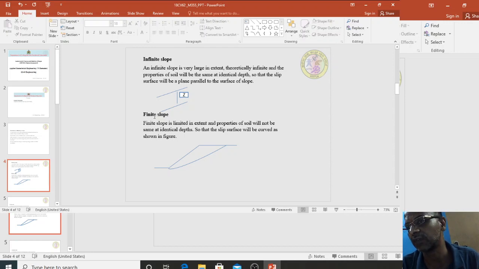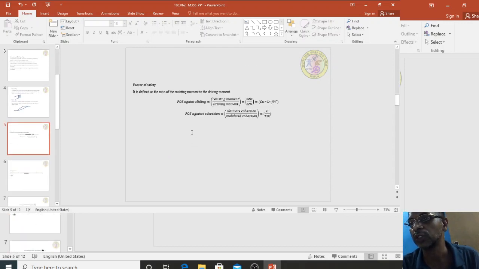Whereas in case of finite slope failure, there is a definite starting point and ending point of the failure envelope, so it forms a slip circle. All natural slope failures come under the category of infinite slope failure, whereas man-made embankments come under the category of finite slope failure. Next we have to discuss factor of safety.